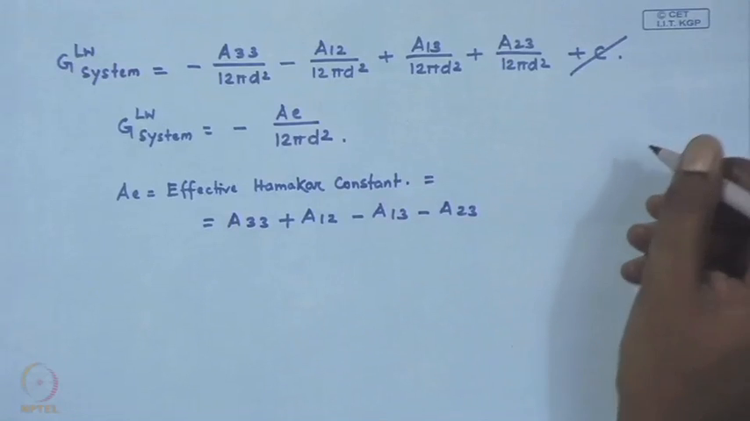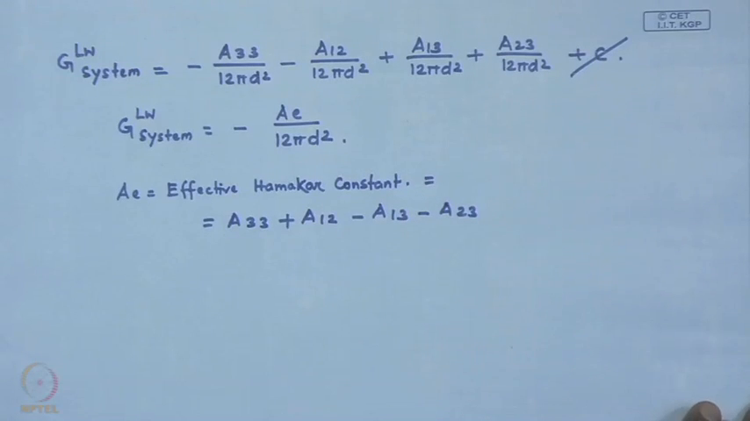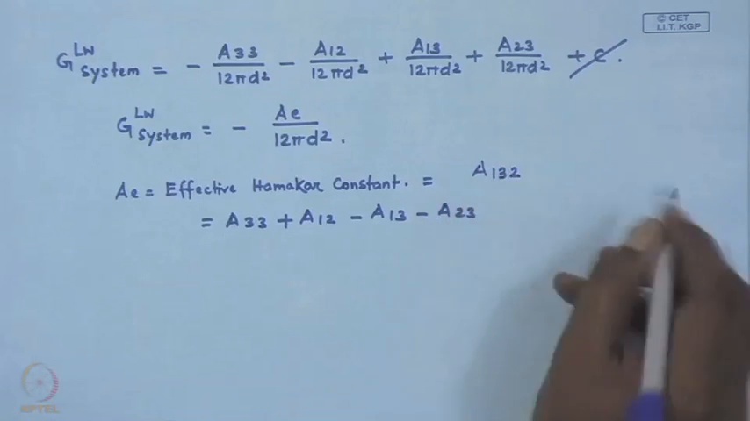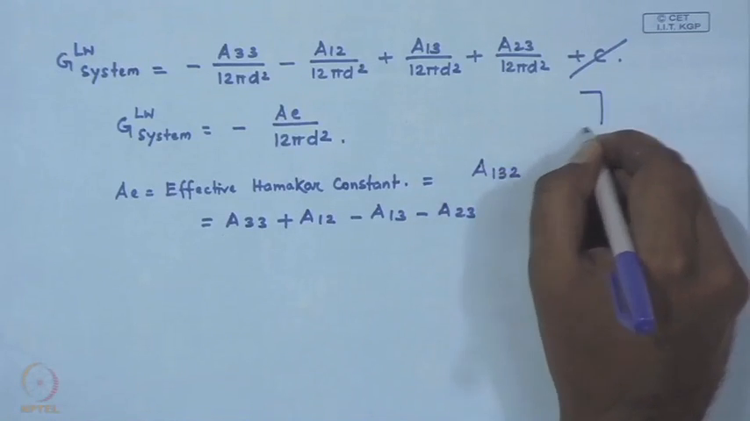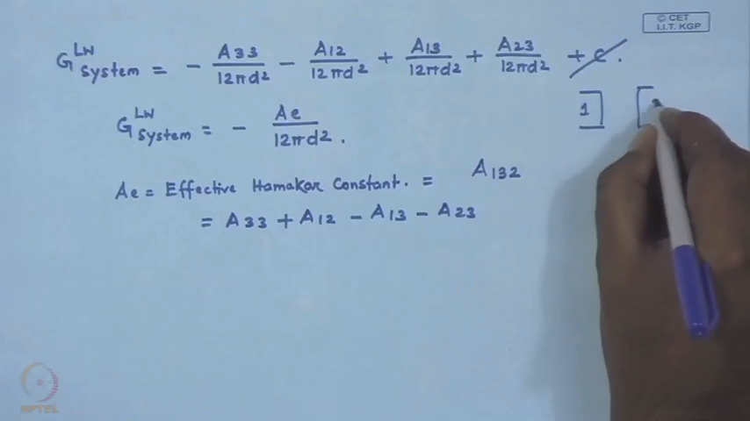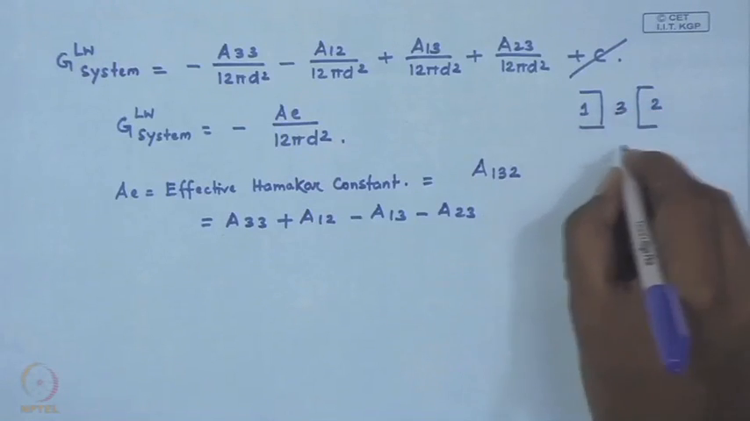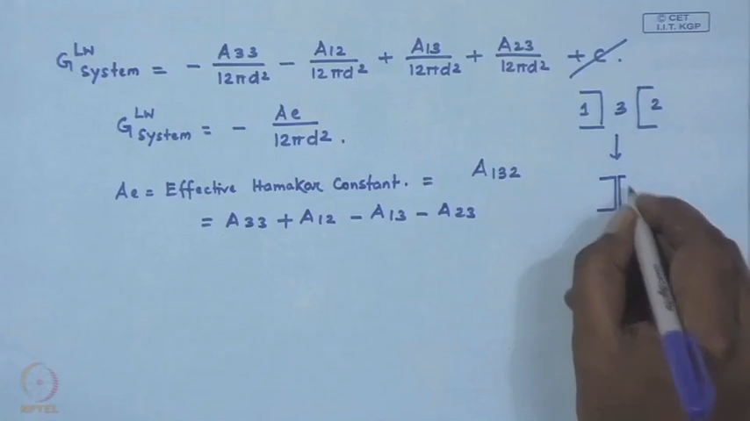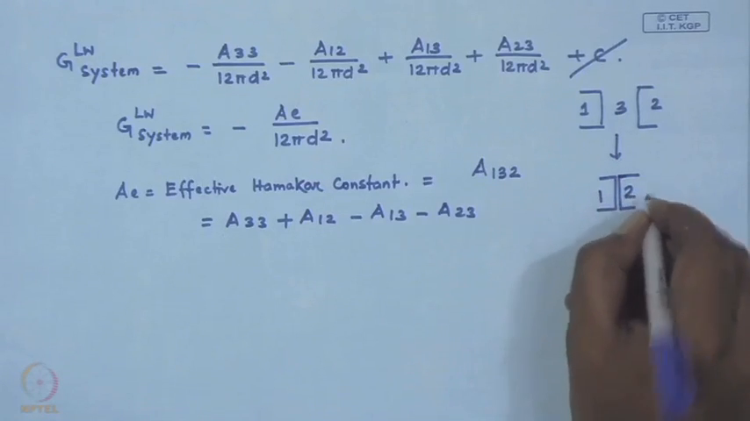We should not confuse this effective Hamaker constant with the previous one. So, I guess it should be better to write something like this, A132. We have talked about this convention of 132 before, where 1 and 2 come in contact with each other by dislodging the liquid 3. Okay.